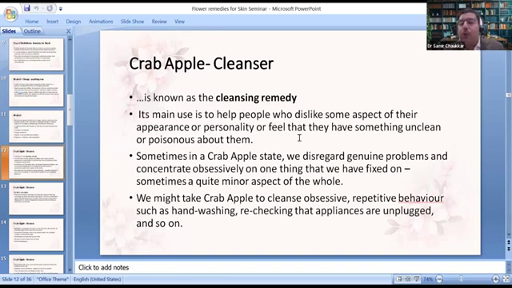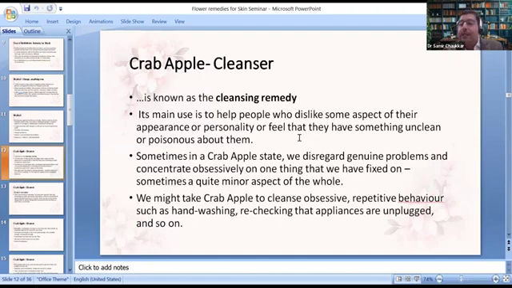When the person would ask you, I have got pimples, I have got psoriasis, doctor, I think there is some problem in my blood. Do you think I need a blood test? Should I do a blood test? Think of crab apple. Its main use is to help people who dislike some aspect of their appearance or personality or feel that they have something unclean or poisonous about them.